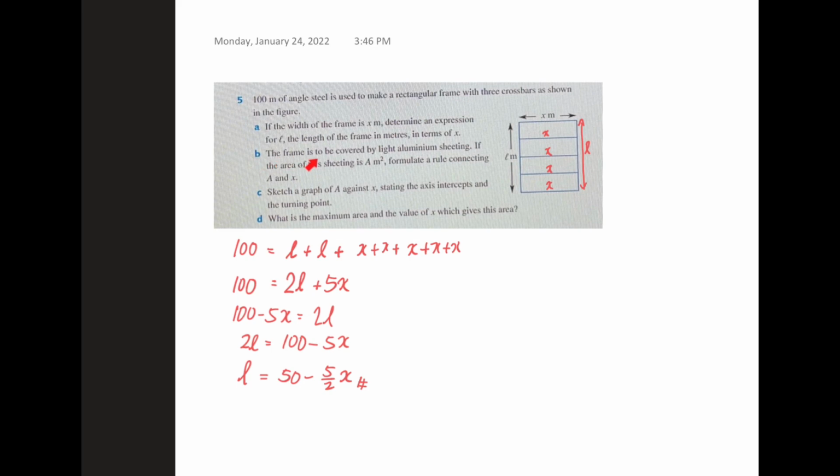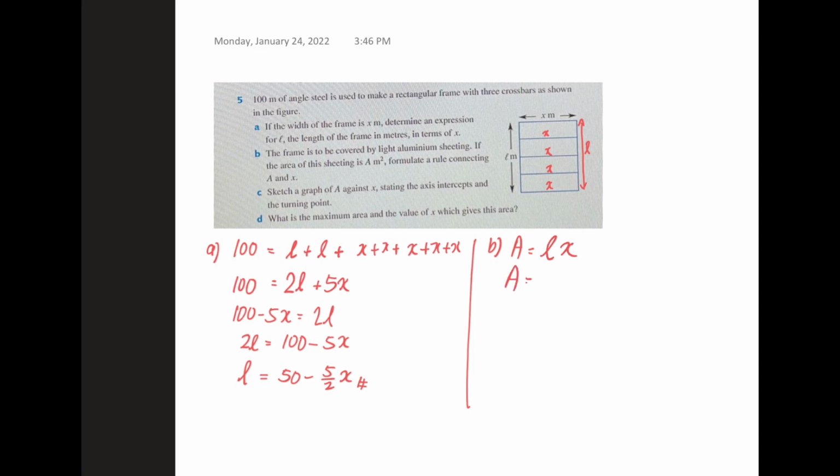The frame is to be covered by light aluminium sheeting. That means you put aluminium here, here, here, and here. If the area of this sheeting is A meters square, formulate a rule connecting A and x. Okay, so this is going to be like this, part B. So the area. So basically we know area is L multiplied with x. Then you get the area of this whole frame.